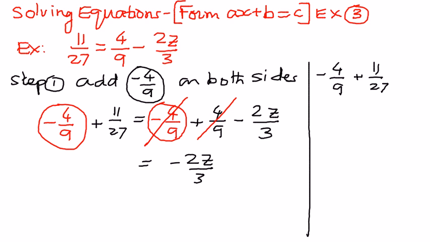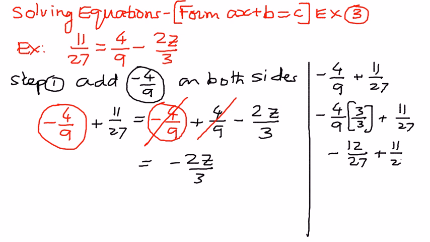We want a common denominator of 27. We know that 27 can be written out as 9 times 3. So if we look at the first fraction and multiply and divide by 3, we will have the denominator for the first fraction as 27. So therefore, we're going to multiply and divide the first fraction by 3, and that will give us a common denominator of 27. So when we simplify this, negative 4 times 3 is 12, divided by 9 times 3 is 27, plus 11 over 27.